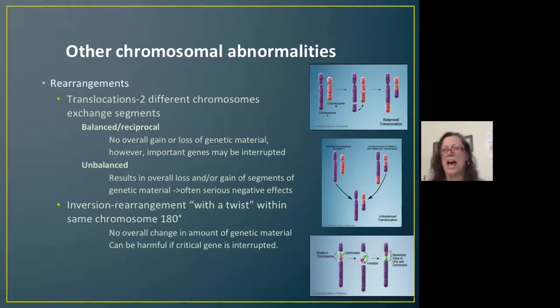Another type of rearrangement is an inversion, and there's no overall gain or loss of genetic material. But again, when rearrangements occur, you can disrupt an important gene because those breaks can happen in the middle of a gene. And if it's a gene for hair color, who cares? But if it's the gene for kidney development, that would be a problem. That would be a bad thing.